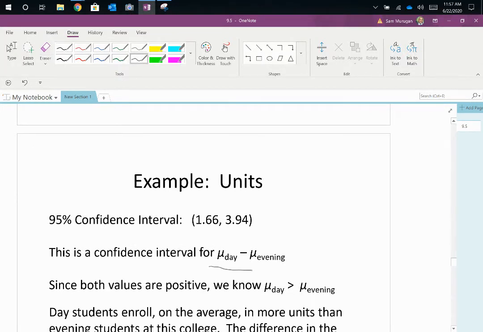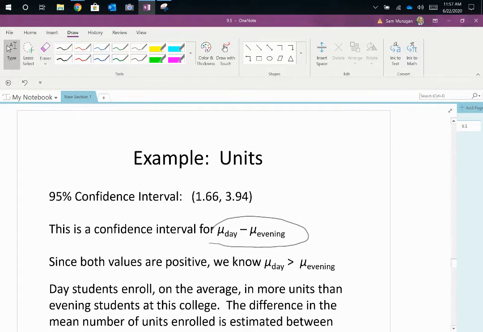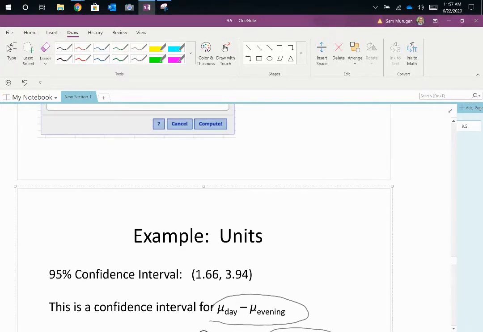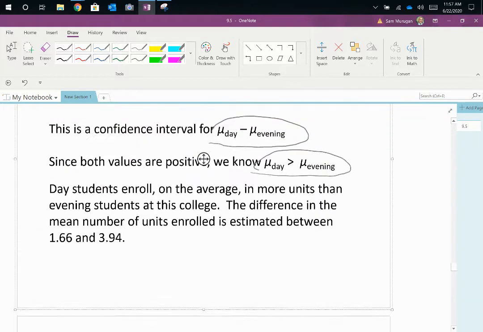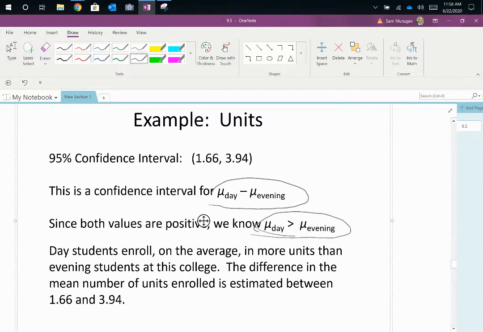That's the confidence interval for mu day minus mu evening. Since both values are positive, we know that mu day is greater than mu evening. Remember what we said: this means that the first mu is greater than the second mu if both are positive. Day students enroll on average in more units than evening students at this college.